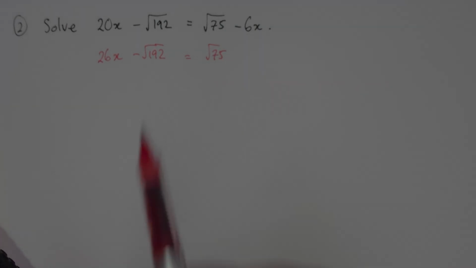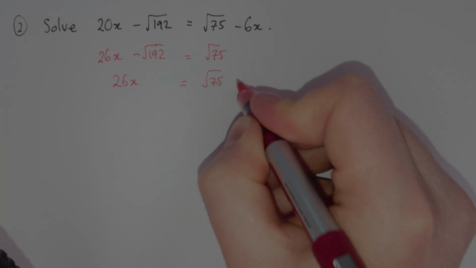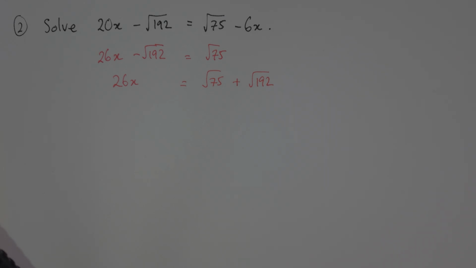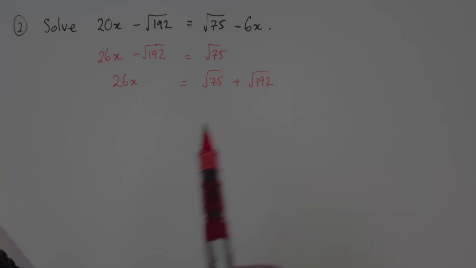Now I'm going to add root 192 to both sides. So I get this. And sort of the point of that was to isolate the x on its own. Got everything with an x on one side, everything without an x on the other side.